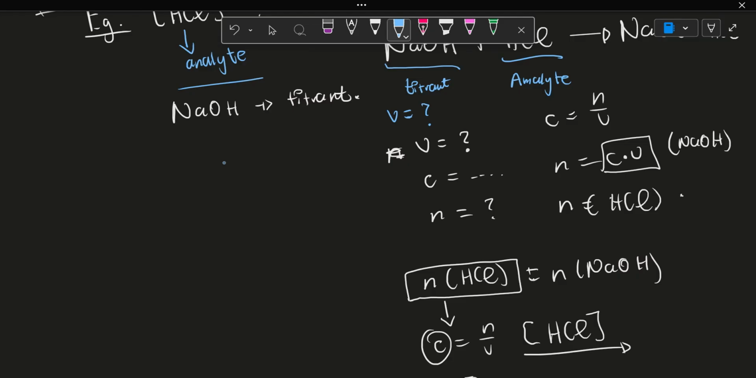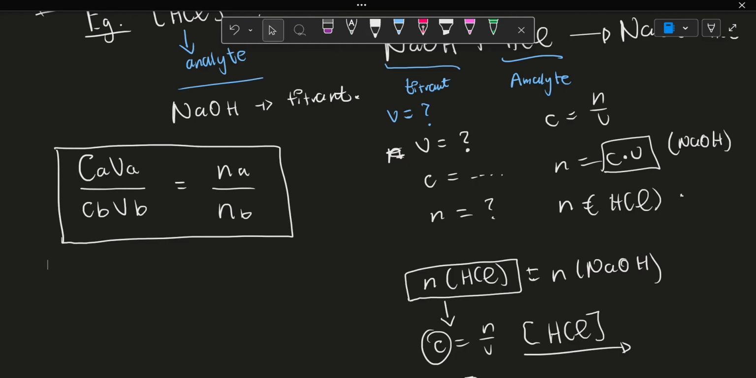Okay, cool. Now that is when I bring you to this particular equation. Talk about the equation that says CaVa over CbVb equals Na over Nb.